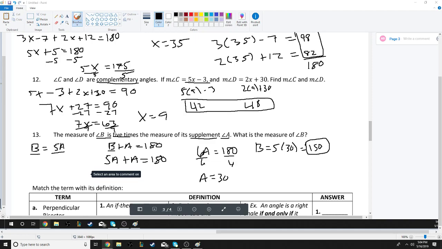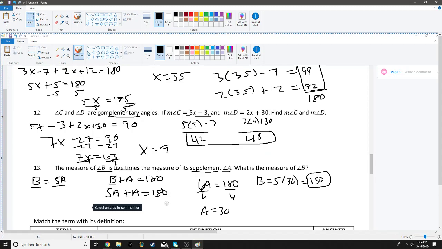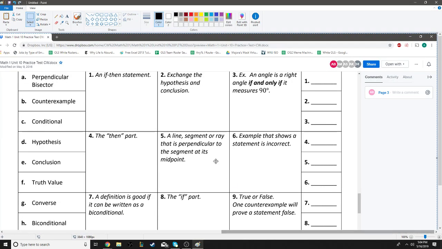Okay, the only thing we have left to do is just go over the definitions. So I'm just going to go over them kind of fast. Okay. An if-then statement is a conditional statement. That is C. When you exchange the hypothesis and conclusion, that is called the converse, G. If and only if, those are the keywords for a biconditional, H. The then part is the conclusion.